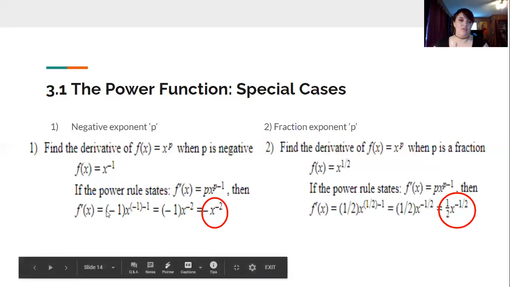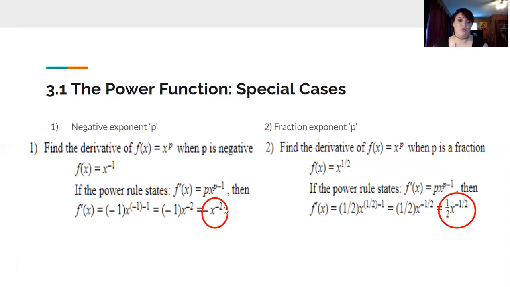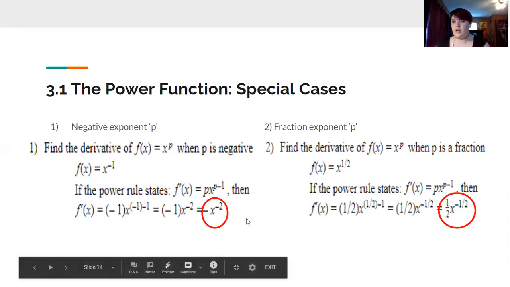So f prime of x is equal to -1, which is our p, times x to the power of -1, still our p, minus 1, which is the same as -1 times x to the power of -2, so negative x to the power of 2. I don't know a prettier way to write that. I'm sure there is one, but this is fine. If it's not fine, someone please let me know. But in my previous calc class, we just didn't care. Once we got our answer, we're like, oh, that's fine. But please let me know if that's not okay.